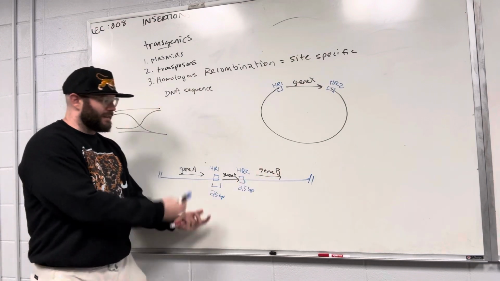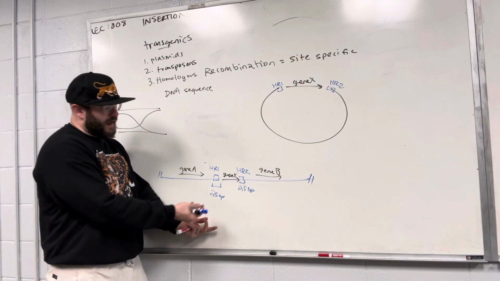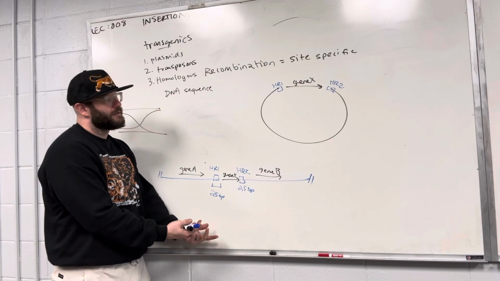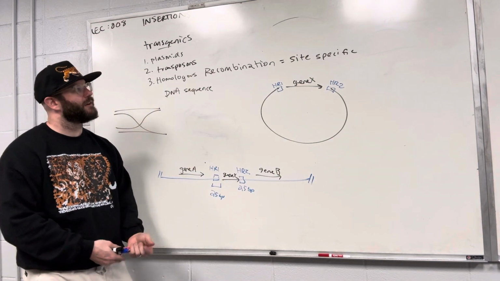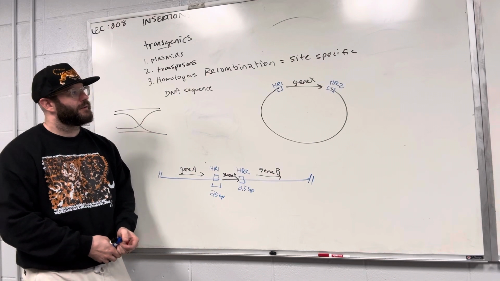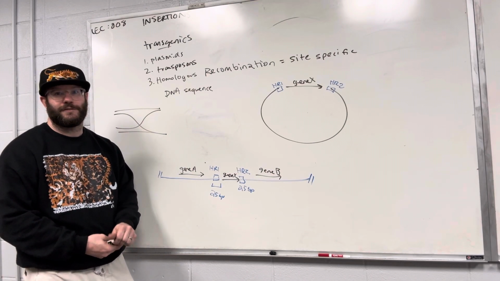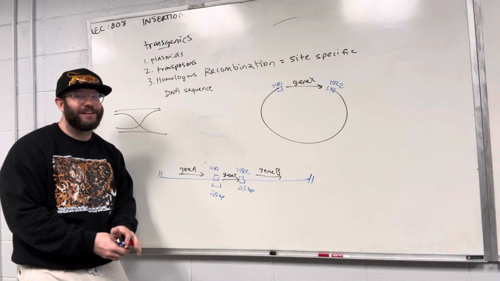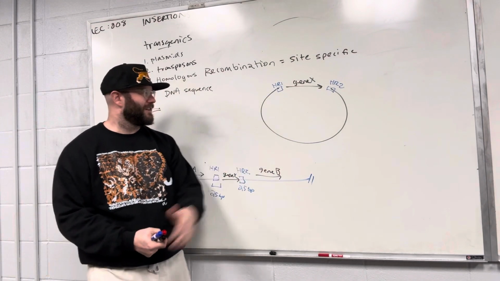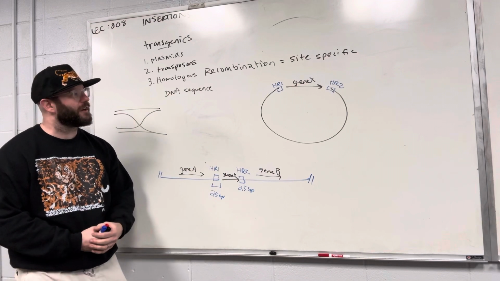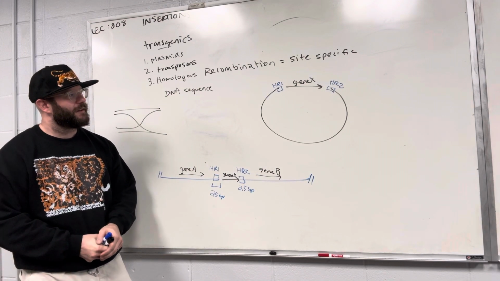Now in this case, we've got the same conundrum. We don't have any selectable marker. So how would you modify this to be able to select for this insert? Same as the last problem. Modify this to be able to select for it.